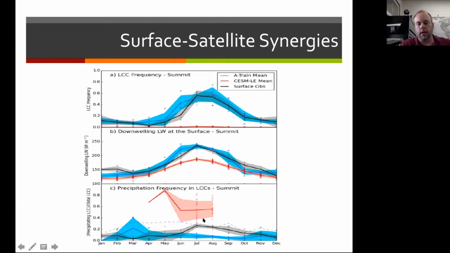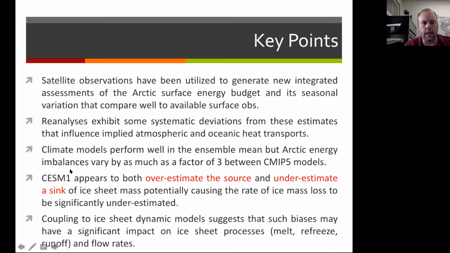So there's a nice synergy here, which I'll promote once again on this slide. I think there's real value to taking what we learned from ground-based observations and trying to export it to the entire Arctic using satellite observations. And so I'll conclude by saying that satellite observations have now been used in that kind of manner to generate new integrated assessments of the Arctic surface radiation budget and its seasonal variation, as well as cloud cover. Reanalyses are showing some fairly systematic biases relative to these observational estimates, and that does have an impact on implied oceanic and atmospheric heat transports.